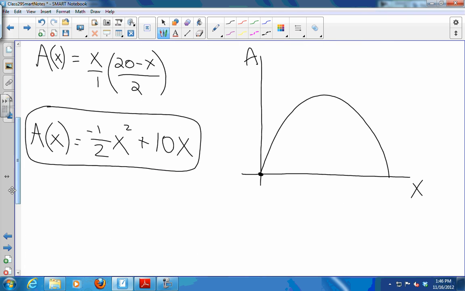Well, the largest area corresponds to this point right here, right? That's the highest area on the graph, highest value of A. How can I figure out the coordinates of this point here, this maximum of the function A?